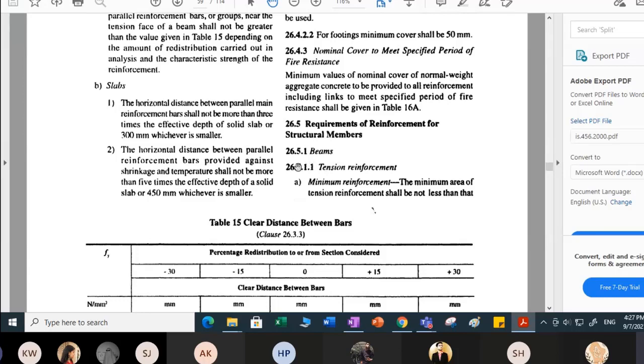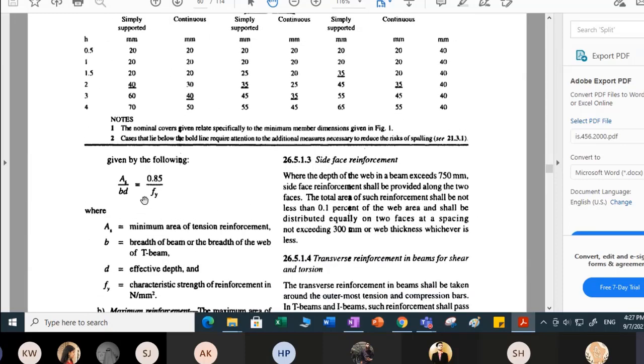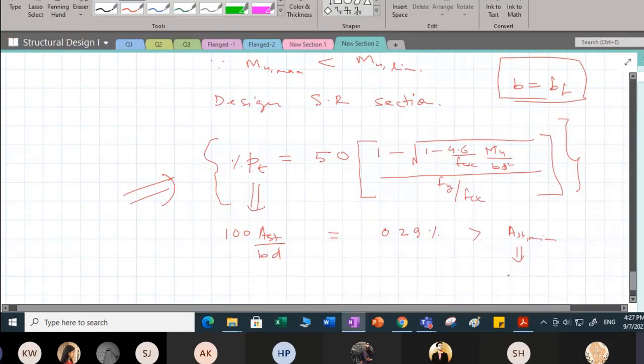So please see clause number 26.5.1.1, tension reinforcement. Minimum reinforcement is saying the minimum area of tension reinforcement shall not be less than that Ast by bd equal to 0.85 by fy. Okay, so Ast minimum is given as what? Ast by bd equal to 0.85 by fy.